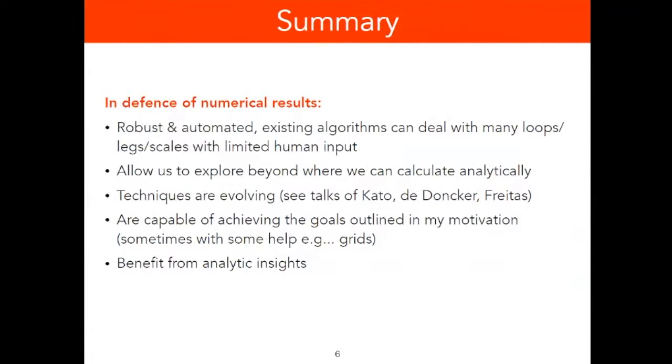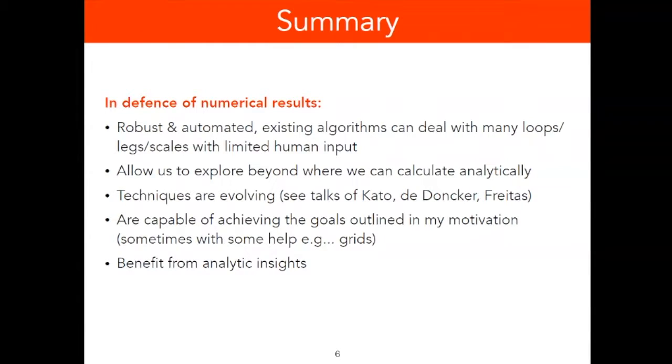Okay, so in summary, in defense of numerical results, I think they're relatively robust and somewhat automatable. Existing algorithms can deal with many different loops, legs and scales with limited human input. Of course, there are always cases where it's incredibly difficult, and we pay for this in compute time. They allow us to explore beyond where we can easily calculate analytically. And the techniques are evolving. These are not just old techniques being applied again and again.